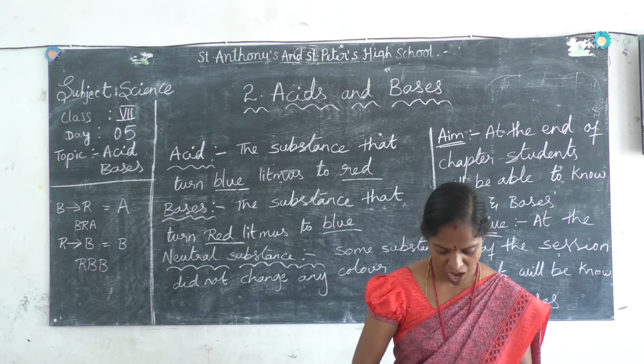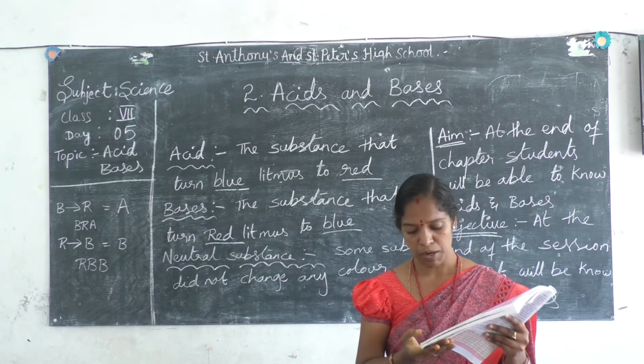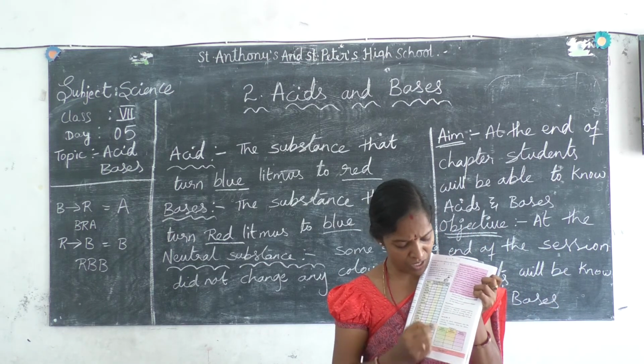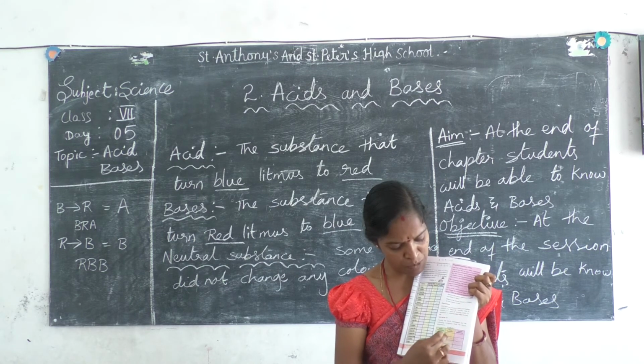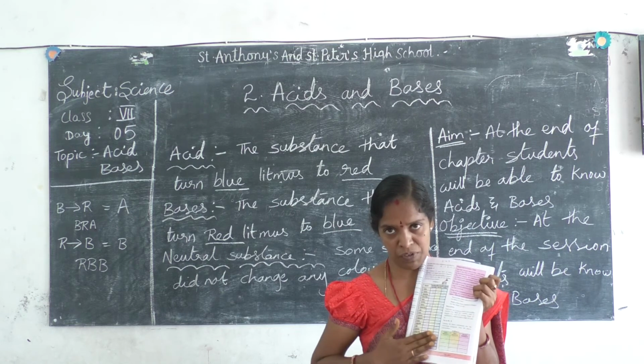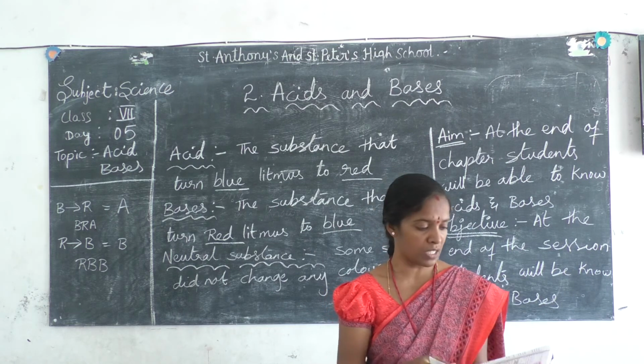Next, in the textbook page number 11, table 4. After filling these, you have to separate the acidic substances, basic substances and neutral substances. Fill the table here, separate them and fill the table.